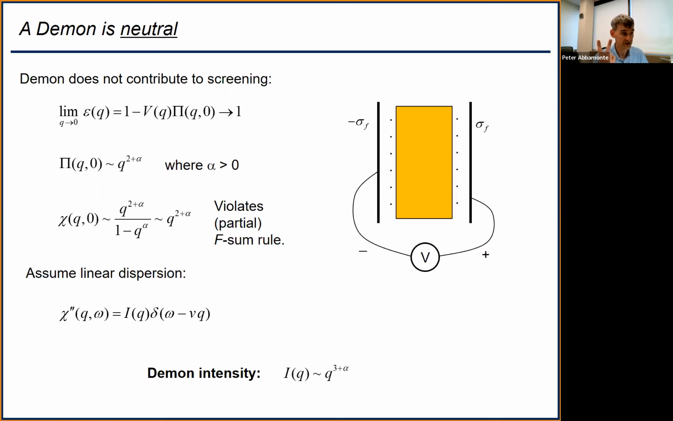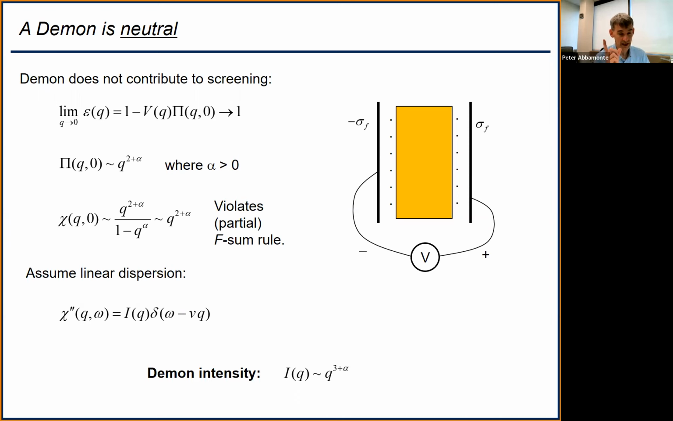The other feature is that the modes are neutral. And this is where I want to spend a couple of minutes, since I get a whole hour for this, and define exactly what neutral means. So if you think about what a demon is, it's a case where I'm taking two sets of carriers and I move them opposite one another. So the dynamical coordinate is one where the two baths move in opposite directions.